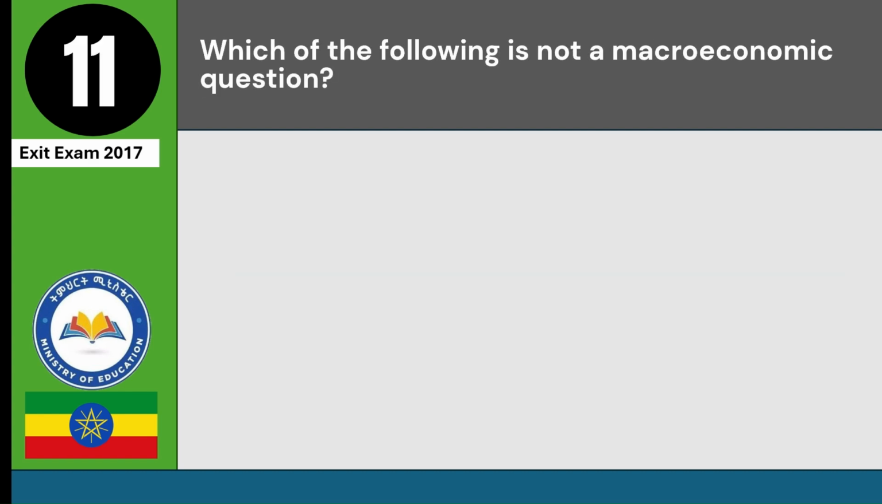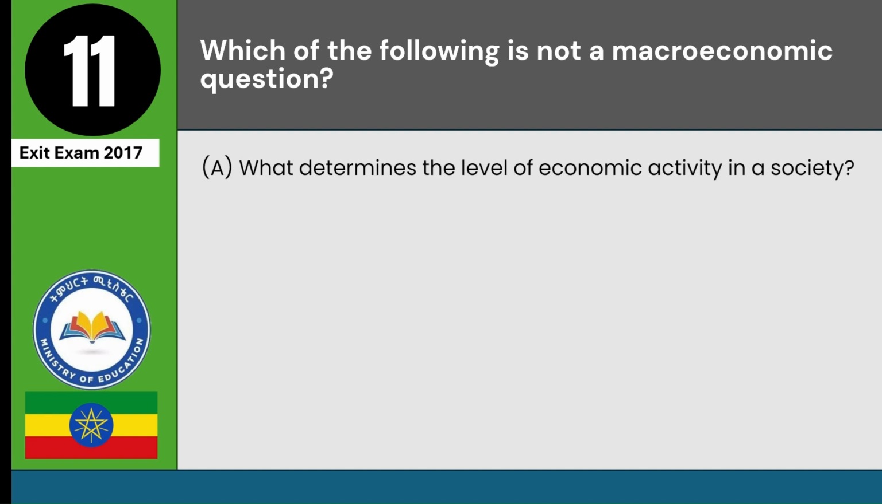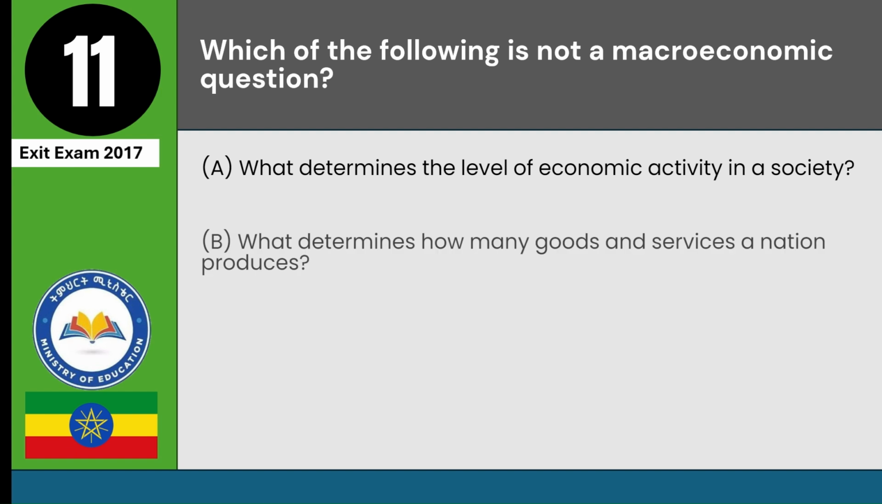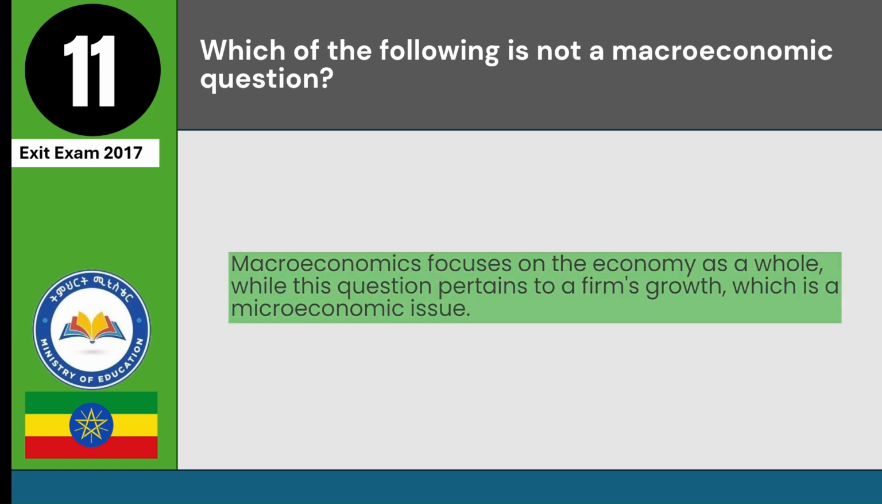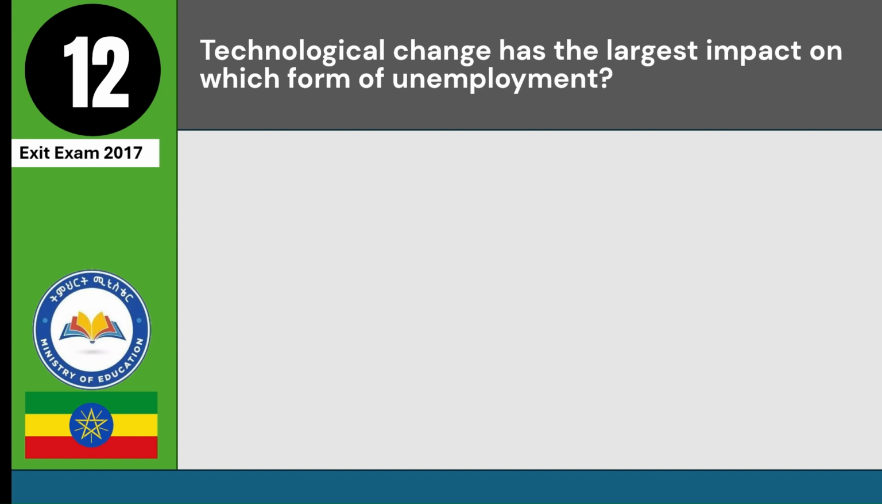Which of the following is not a macroeconomic question? A. What determines the level of economic activity in a society? B. What determines how many goods and services a nation produces? C. What determines how many jobs are available in an economy? D. What causes a firm to grow? Answer D. Macroeconomics focuses on the economy as a whole, while this question pertains to a firm's growth, which is a microeconomic issue.